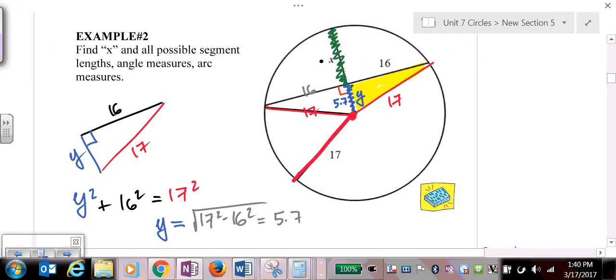Ready? I want you all to find X now. We're finding X. And Anthony, what'd you get for X, buddy? Okay, can you tell me what math you're doing? Let's do something together. You ready?